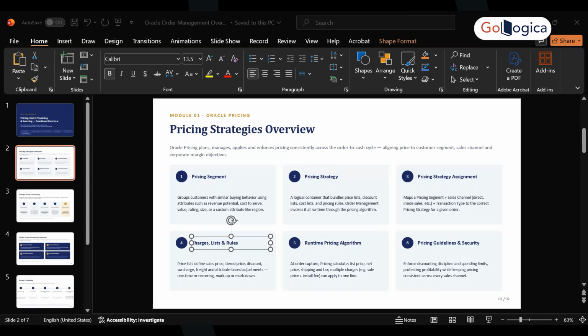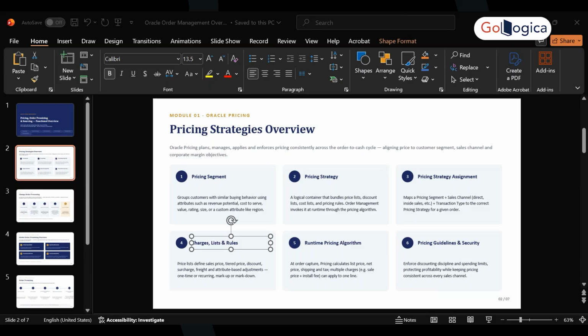So here the first one is our pricing segment. A pricing segment is used to classify the customers into different business groups based on common characteristics, because organizations generally do not treat each and every customer equally. Different customers receive different pricing depending on their relationship with the business. For example, customers may be categorized as retail customers, wholesale customers, government customers, corporate customers, or premium customers.